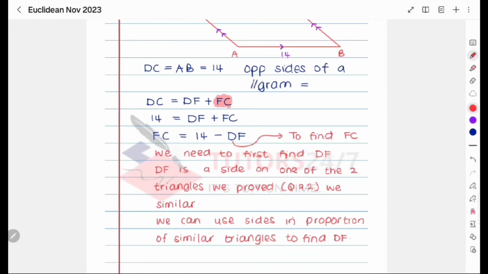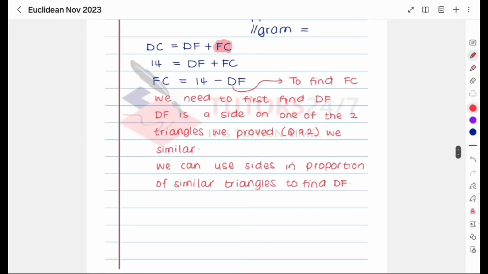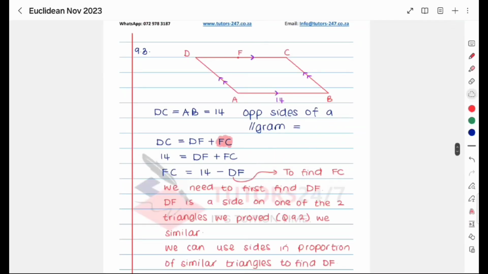So that is it. We are going to use sides in proportion of the two triangles we proved were similar to find DF. Once we find DF, we'll come back to this equation, FC equals 14 minus DF. Substitute DF, and we will then have FC. So let us try to find DF first. So we are going to use sides in proportion to find the length DF.